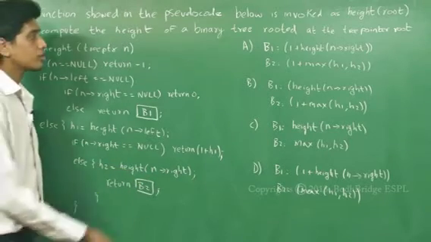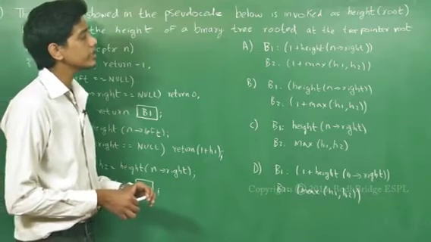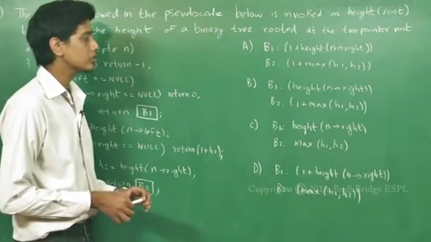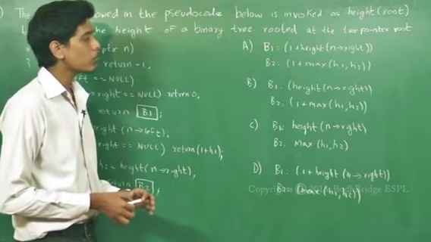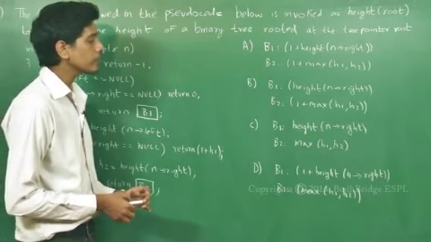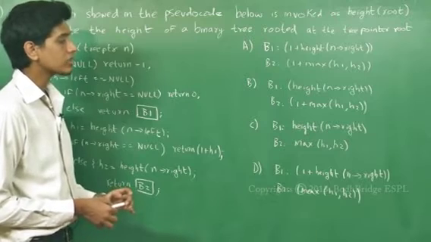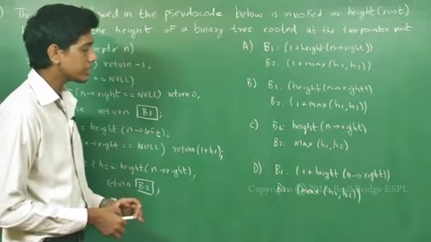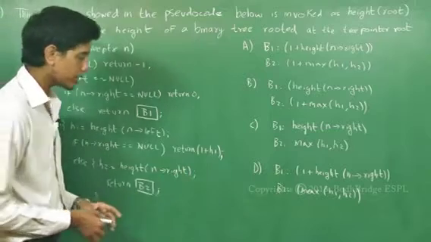So the options are: option A, b1 is 1 plus height of n's right, b2 is 1 plus max of h1 comma h2. Option B, b1 is height of n's right, b2 is 1 plus max of h1 comma h2. Option C, b1 is height of n's right, b2 is max of h1 comma h2. And option D, b1 is 1 plus height of n's right, b2 is max of h1 comma h2.